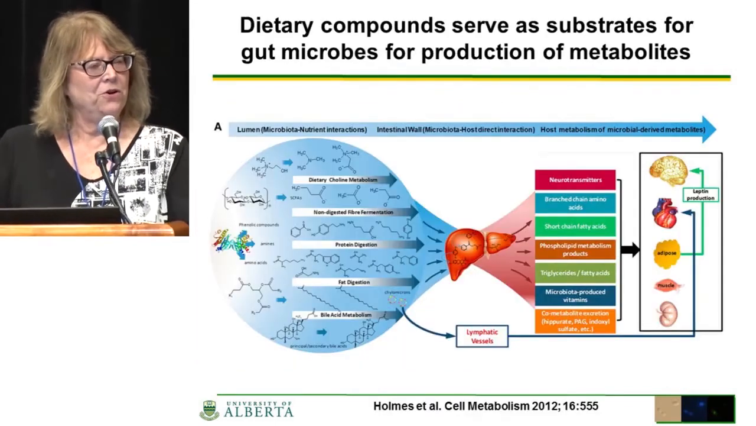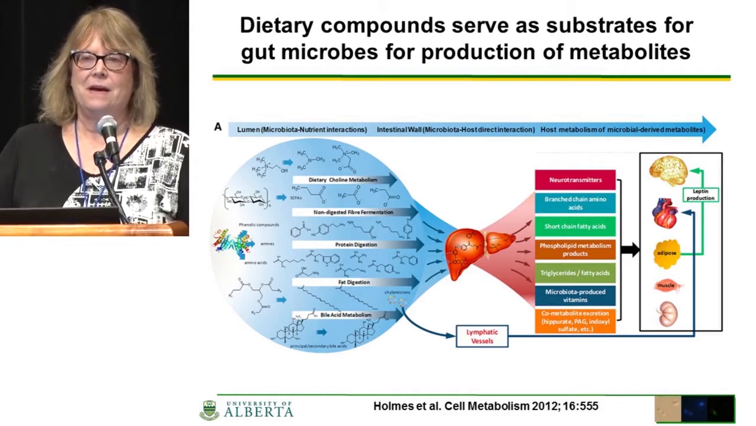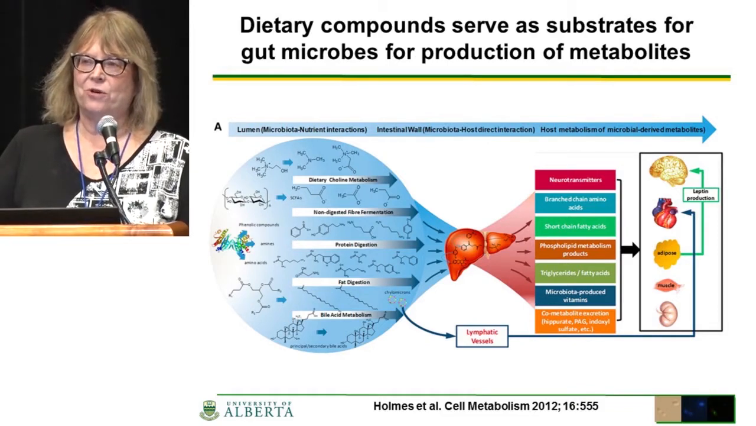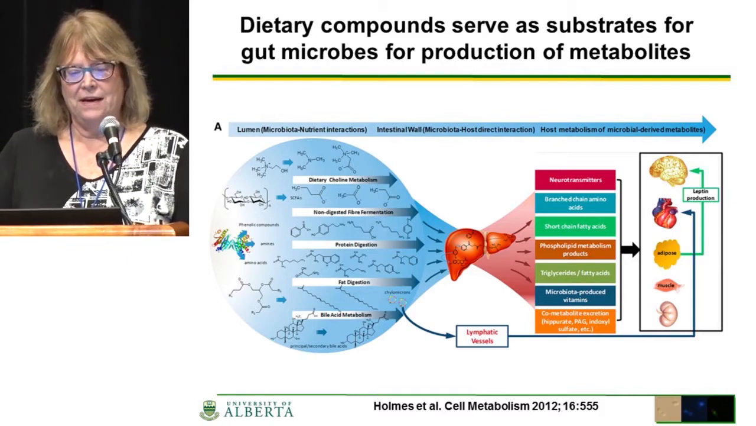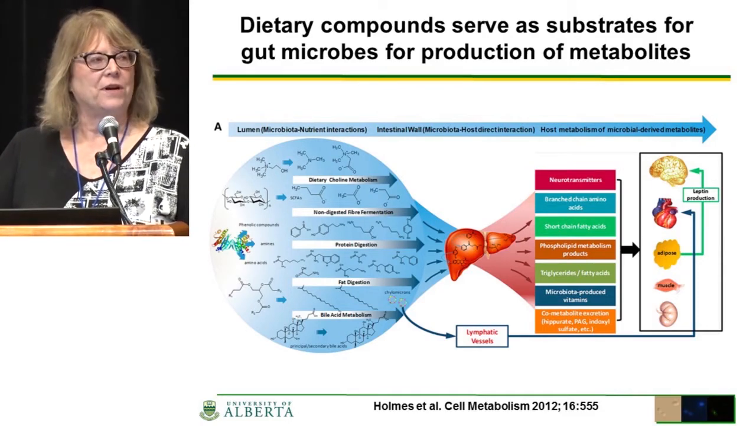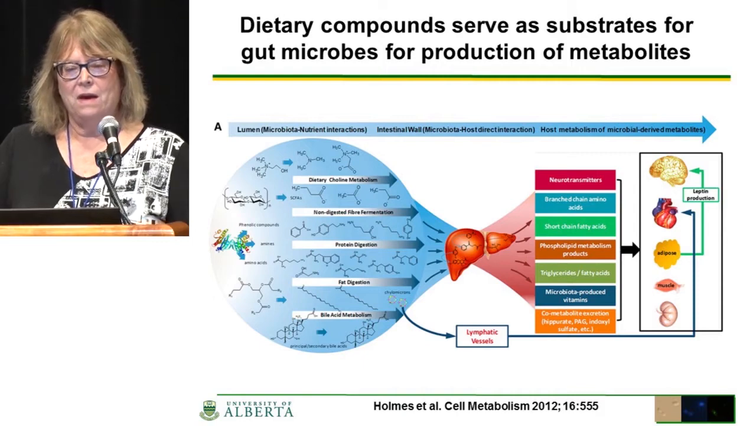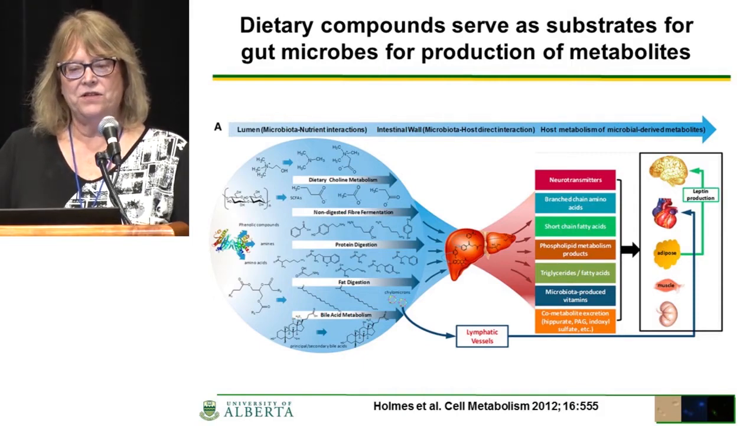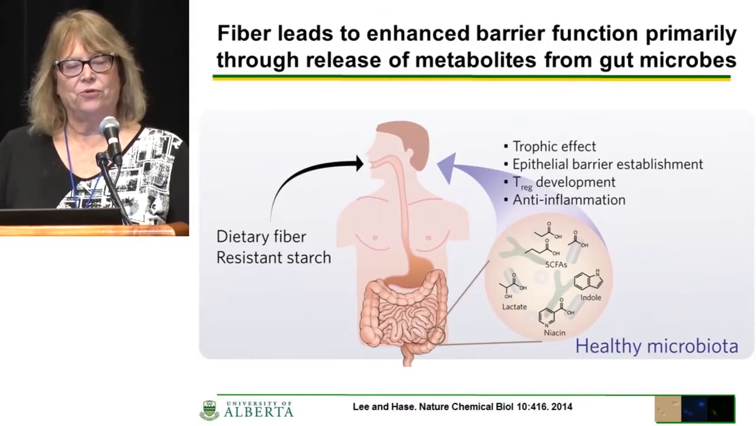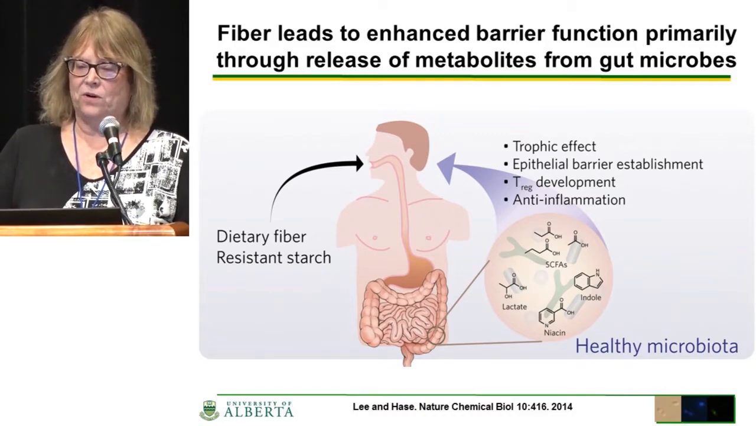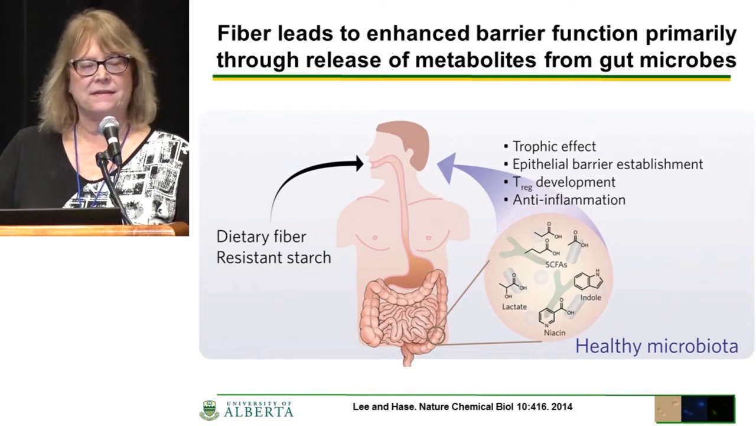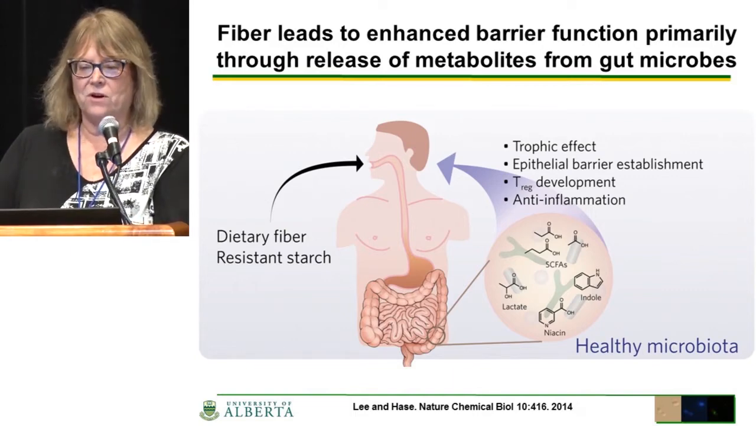Okay, now we've heard a lot that what you eat and what microbes you have will determine what metabolites are produced, both toxic and beneficial. And again, these metabolites go through the liver or via the lymphatic, and they go throughout the entire body. And again, fiber leads to enhanced barrier function, primarily through release of metabolites. So not only a trophic effect, but also in Treg development and as an anti-inflammatory, which we'll talk about.